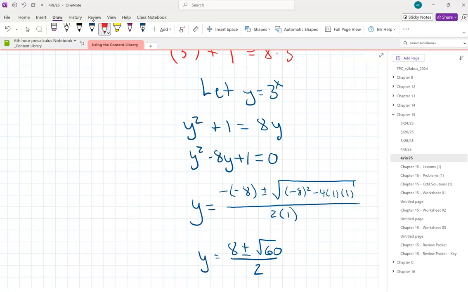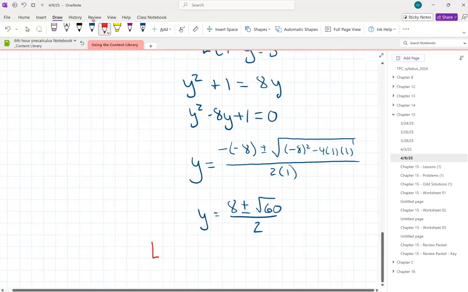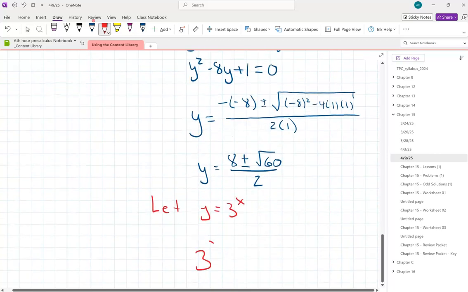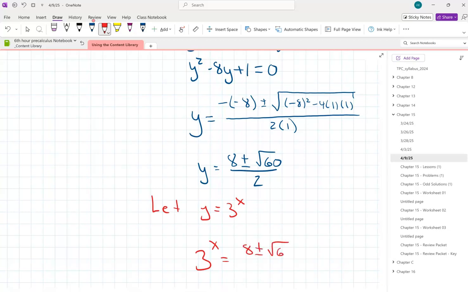We're trying to solve for x. What have we solved for? y. So now we have to go and put our x back. Remember, y is equal to 3 to the x. So we can say 3 to the x is equal to 8 plus or minus root 60 over 2. So far, so good.